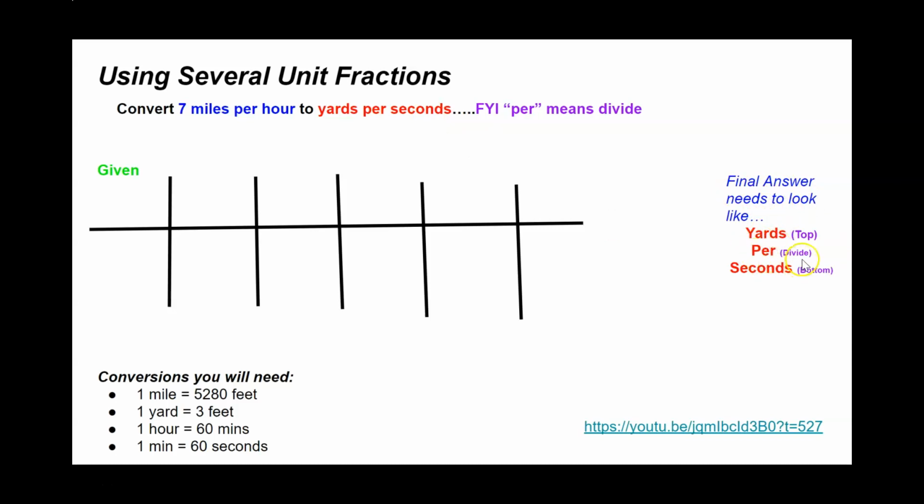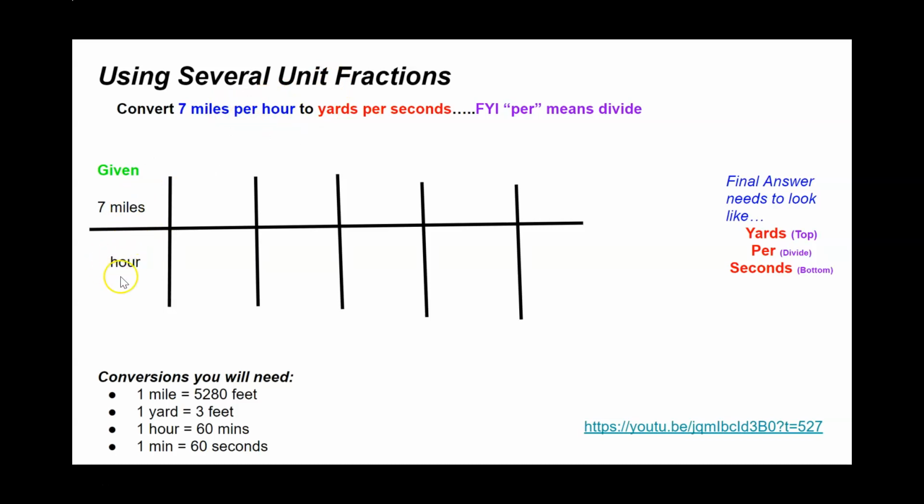This word per means divide. So on top, I need to have yards. When I'm finished crossing out things, whatever is not crossed out on top needs to be yards. I don't care where the other units are, but the only thing not crossed out on top is going to be yards. Seconds is the next thing, on the bottom, that needs to be left. So we're going to start off with 7 miles per hour. That's my divide, hour. So 7 per hour.